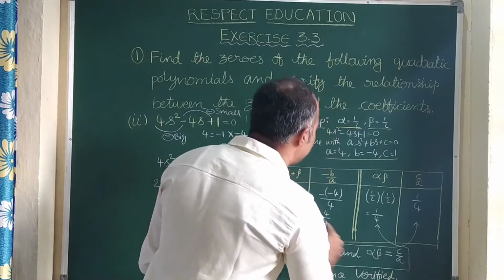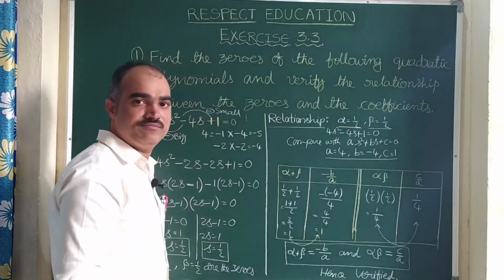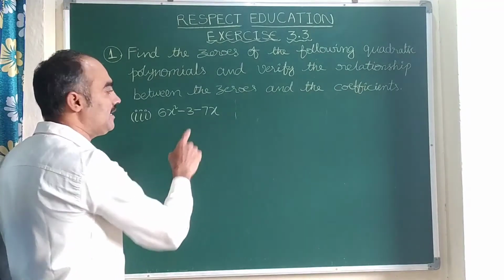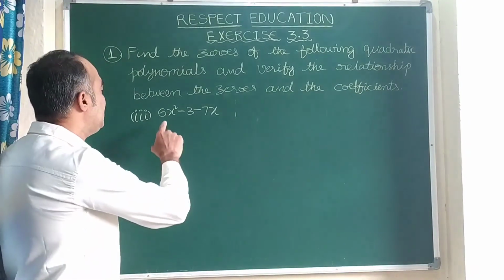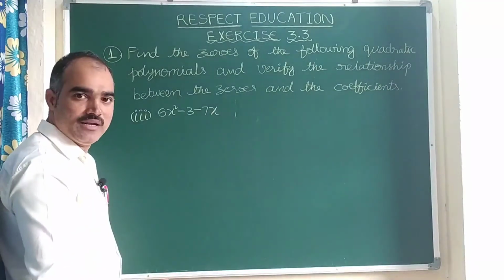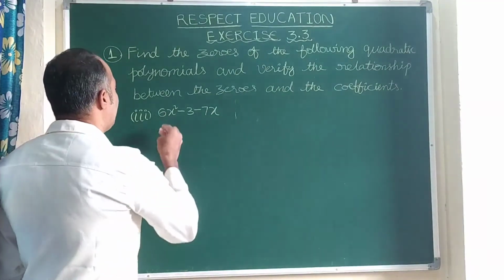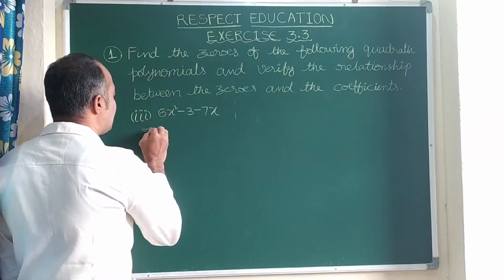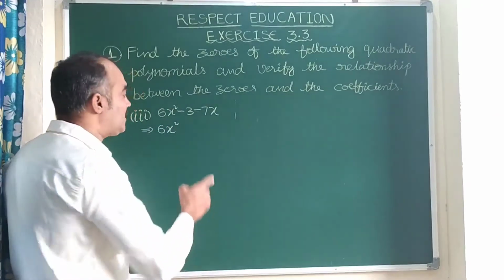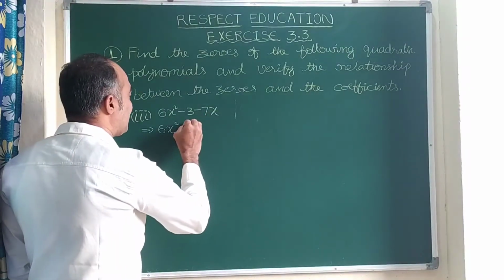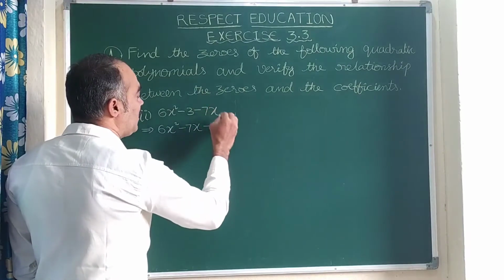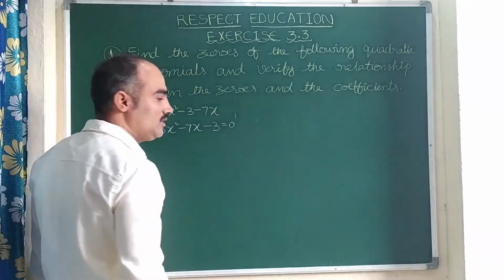With this, the second bit gets completed. Now the third bit is given: 6x square minus 3 minus 7x. Let us arrange this in the standard quadratic polynomial form, ax square plus bx plus c. Let us rewrite this as 6x square, bx means minus 7x, and c means minus 3. As we are finding zeros, let us take it equal to 0.